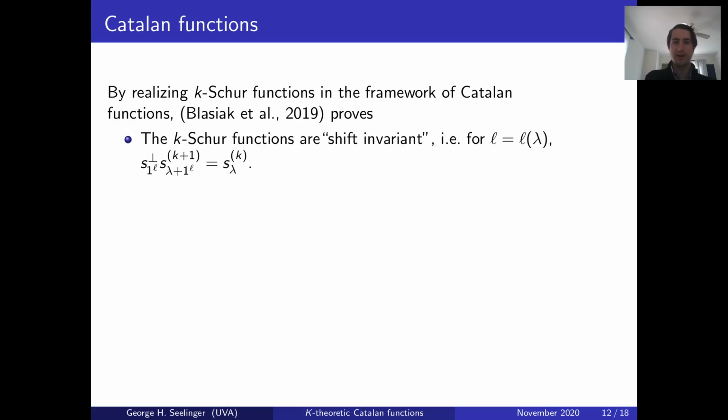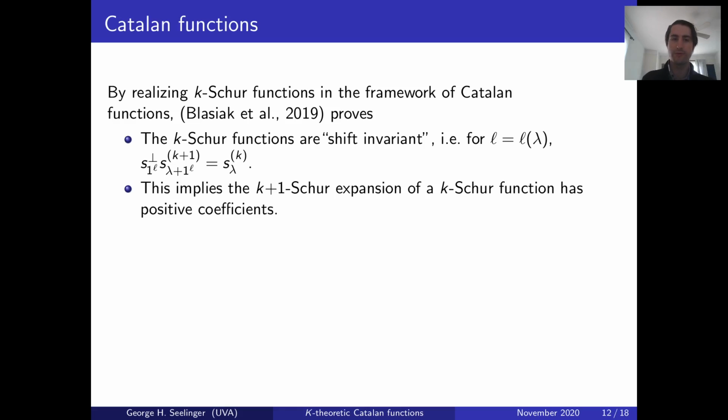So the first is that the k-Schur functions have something that we're calling shift invariance. This looks very technical. It is a little technical, but it's a key link in order to prove that the k plus 1 Schur expansion of a k-Schur function has positive coefficients.